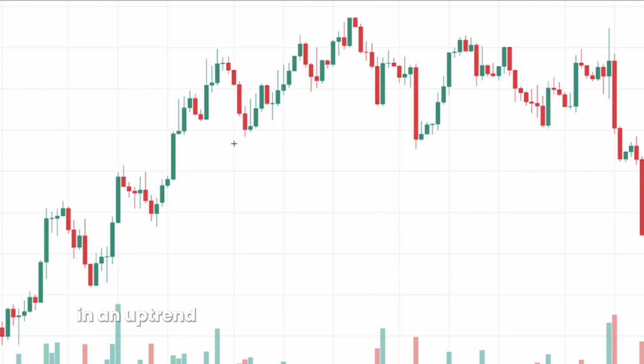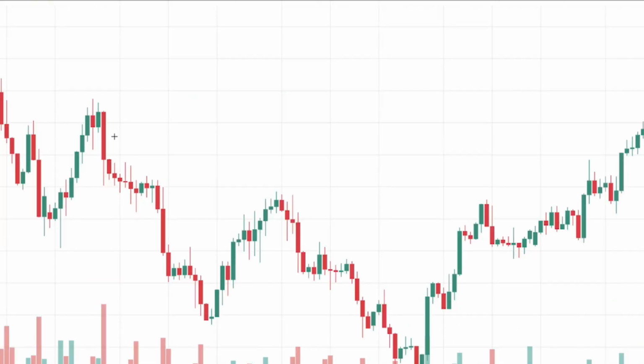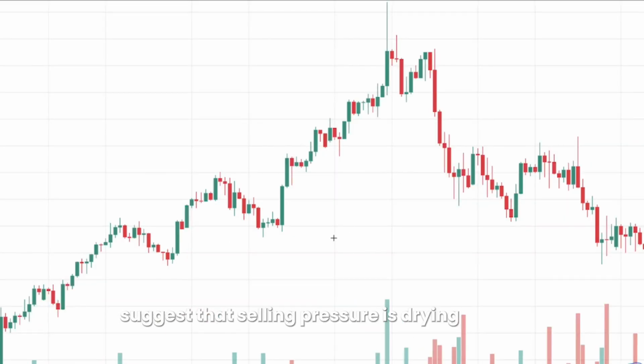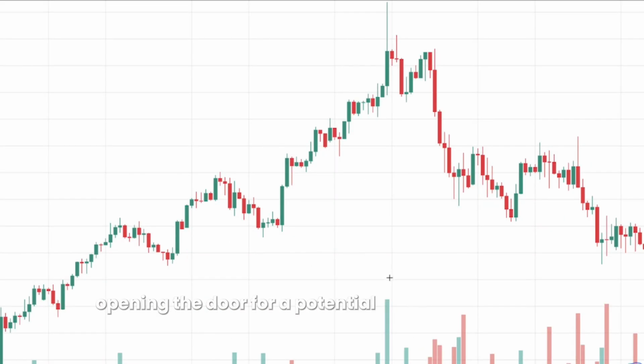In an uptrend, rising prices with steadily declining volume show that fewer buyers are willing to participate at higher levels, which increases the risk of a pause, range, or full reversal. In a downtrend, falling prices with shrinking volume suggests that selling pressure is drying up, again opening the door for a potential reversal or sideways phase.